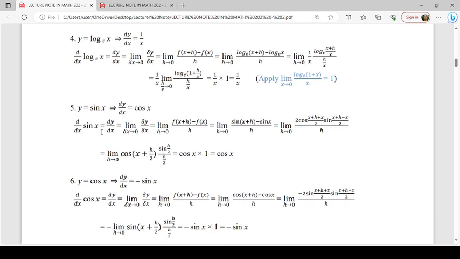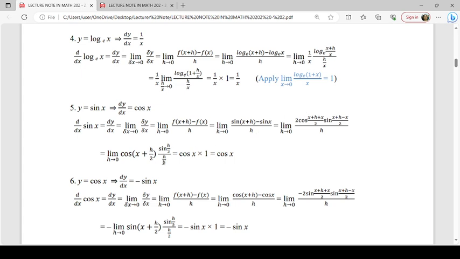Then sin x. f of x plus h is sin of x plus h, then minus sin x. Then this is sin c minus sin d. This is the formula: 2 cos of (x plus h plus x) by 2, sin of (x plus h minus x) by 2. So this is the formula. Then cos of (x plus h) by 2 after simplification.